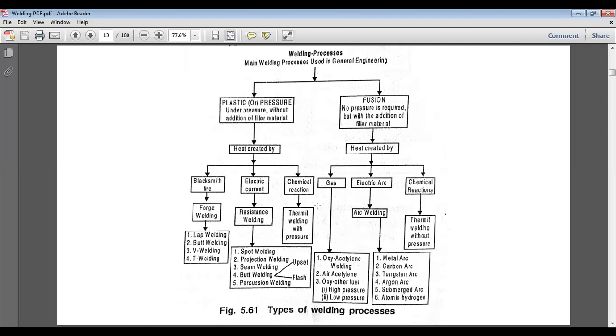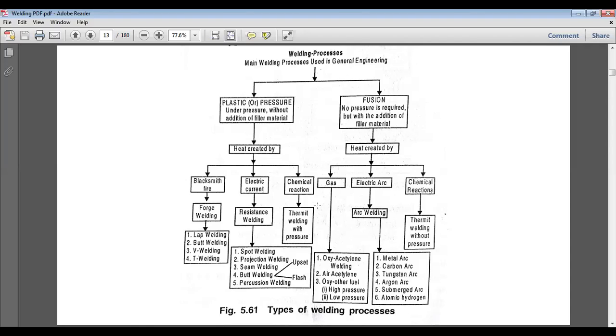Now come to the electric current: heat created by electric current is resistance welding. In resistance welding, as we know, heat is produced in a circuit, and that is given by H equals I square RT, where I is the current, R is the resistance, and T is the time. So H equals I square RT. Heat is produced in accordance with this formula.